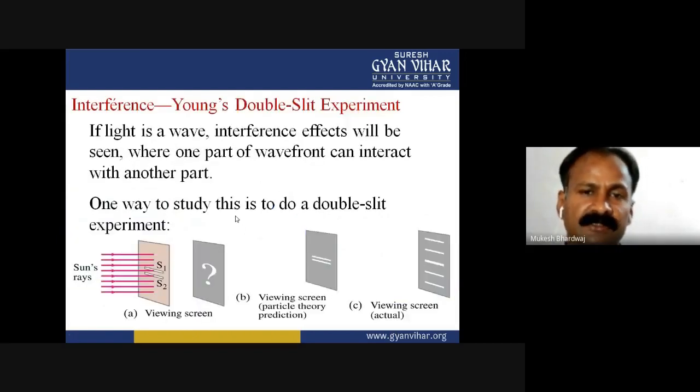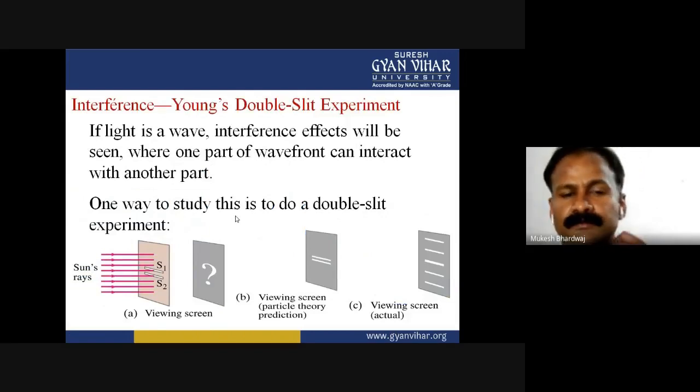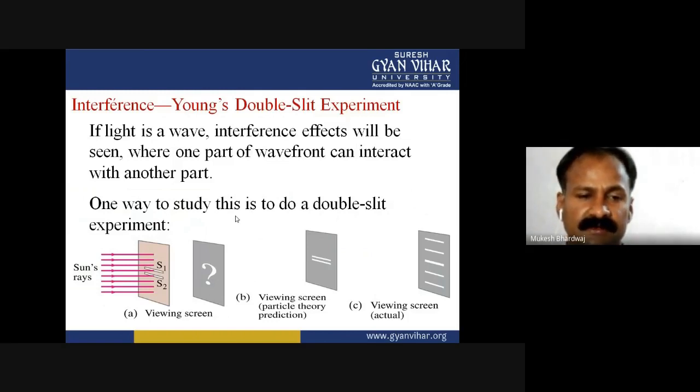This is the Young's double slit experiment which we had discussed. Just have a look at this. We take a cardboard in which we make two slits, S1 and S2, and a monochromatic source of light, that is sun rays, is incident on that cardboard, and then the viewing screen. The particle theory prediction is different from the actual viewing screen pattern. So what we observe and what we get, the fringes obtained actually, are known as the interference of the light in a constructive and destructive manner.